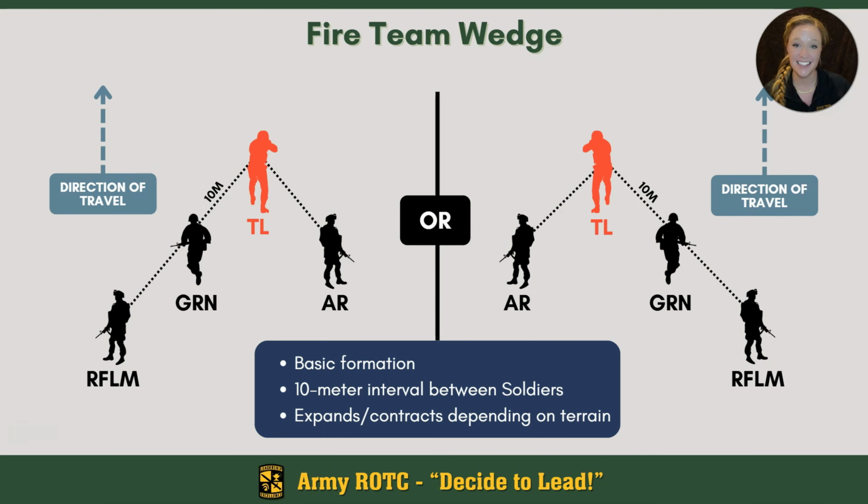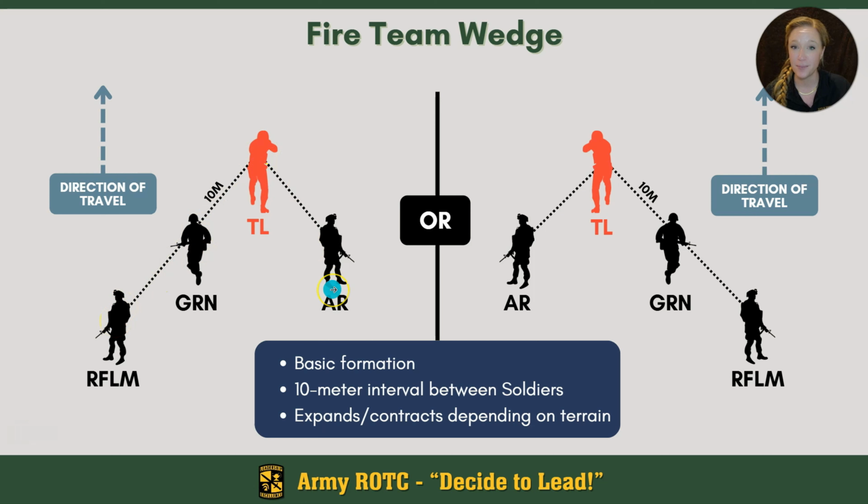So when you're looking at this particular formation, notice we call it a wedge because, well, it's shaped just like a wedge. It's going to wedge out, right? In the front, like we said, we've got that team leader. To the right or left, out on this side, we've got our automatic rifleman, and adjacent to them, we have our grenadier. Now, further down, on the side of the grenadier, you're going to have your rifleman.